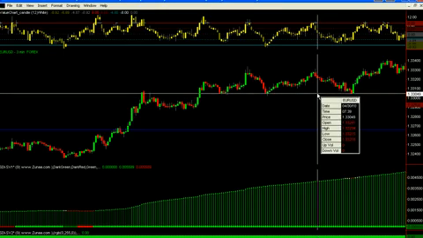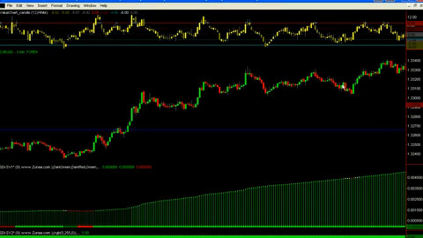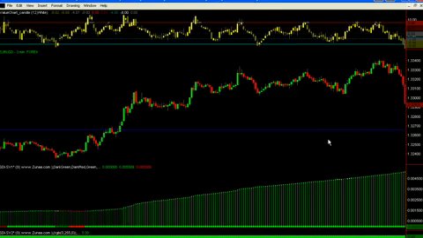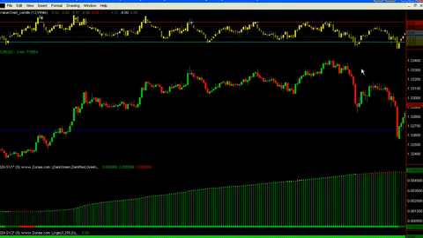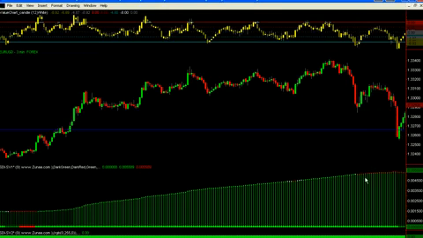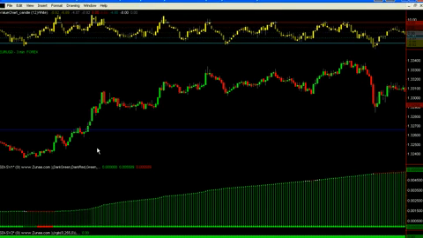If you're using support resistance, you wouldn't have been suckered into this one because it never touched support. Anyways, that's pretty much it, and as you can see over here, SDI SV1 is telling you not to trade. That's it.